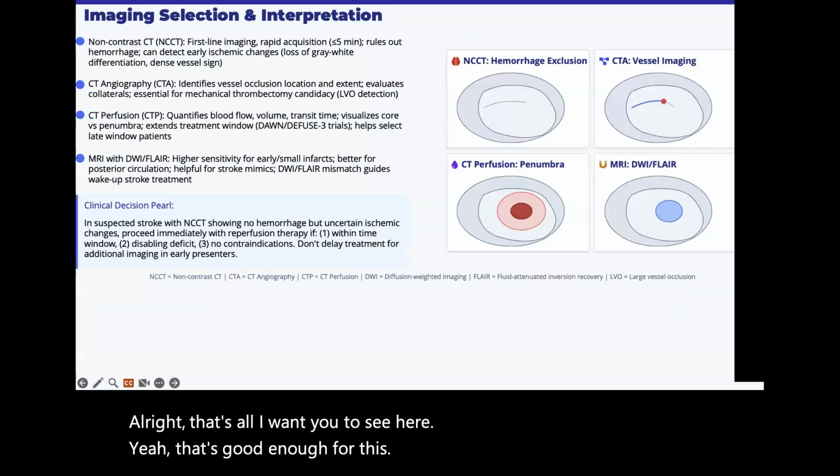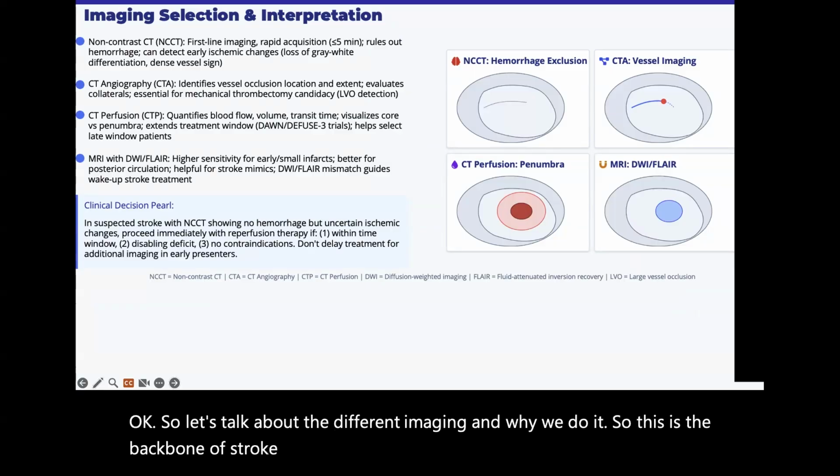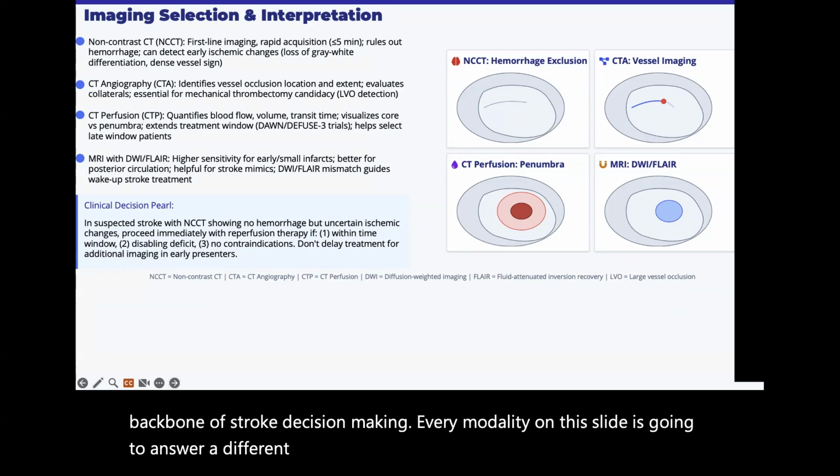Okay. So let's talk about the different imaging and why we do it. This is the backbone of stroke decision making. Every modality on this slide is going to answer a different question. So your job is to know which question you're asking. So let's go line by line here.